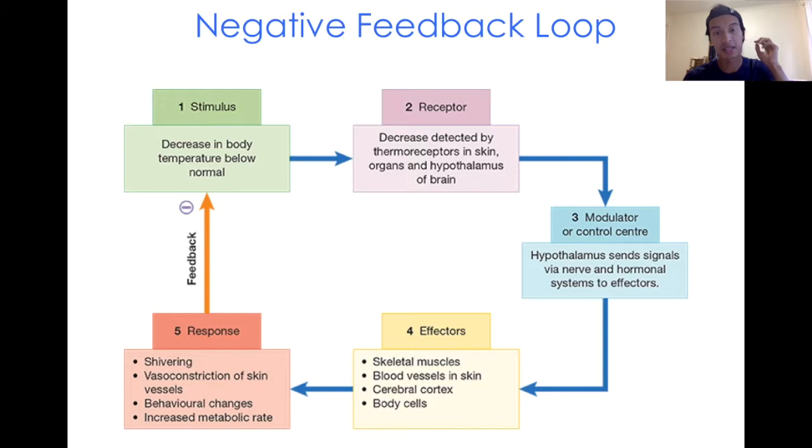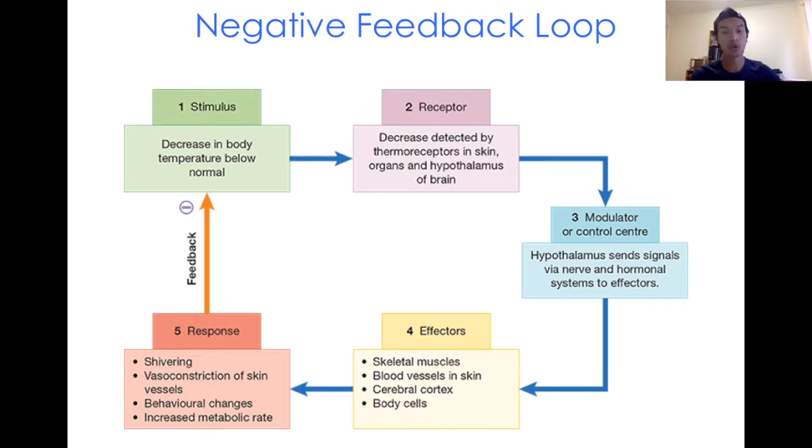Okay, it then sends that information back to the brain and says, hey, the skin has experienced some sort of drop in body temperature. You need to do something about it. The modulator or the control center is often the hypothalamus, which then sends a signal via your nerve and your hormonal system to the effectors. And so the hypothalamus might send a nerve signal to the muscles, or perhaps a hormone to a particular organ or something like that.